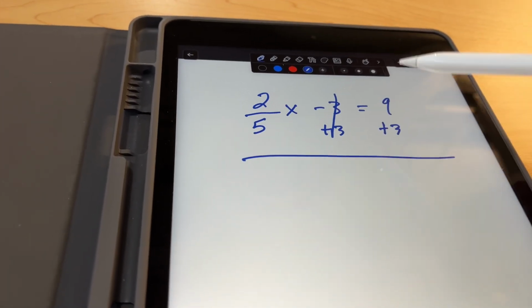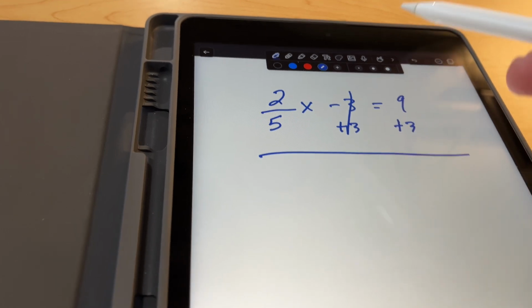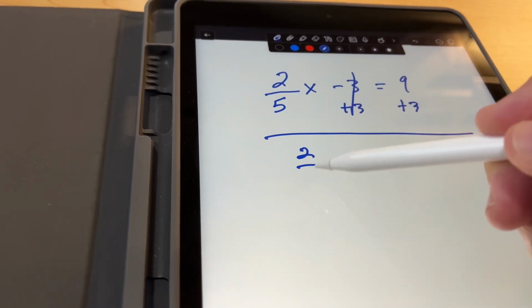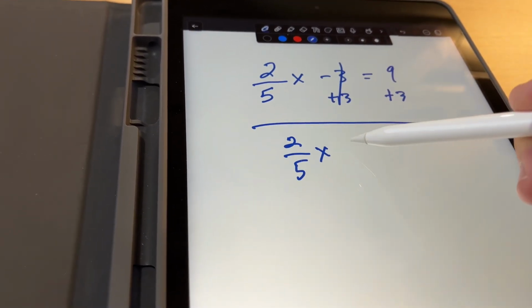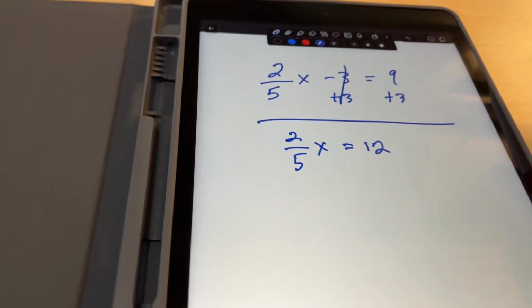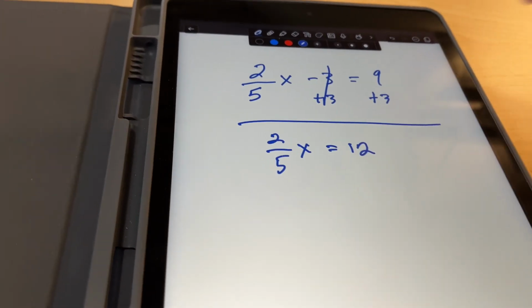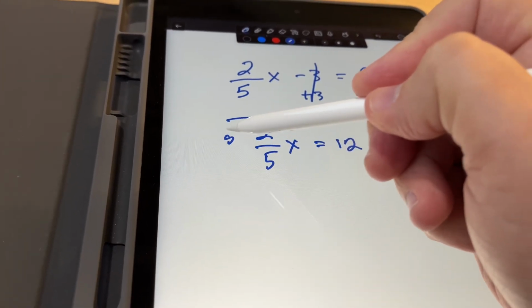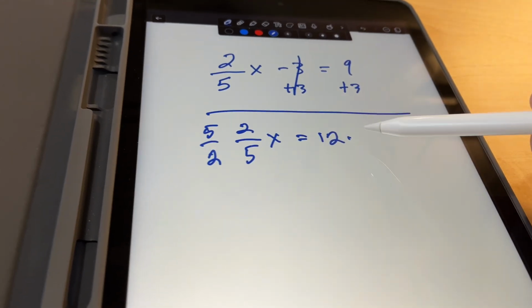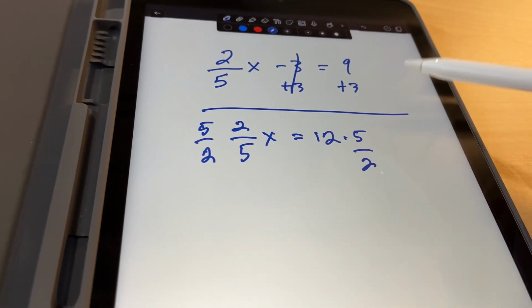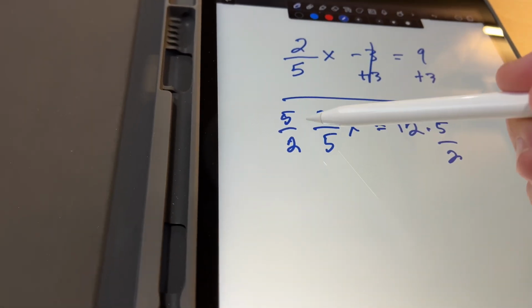And of course those are going to cancel. -3 and +3 is 0. And so then I have this. So I have 2/5 x equals 12. The smart thing to do would be to multiply both sides by the reciprocal of 2/5.